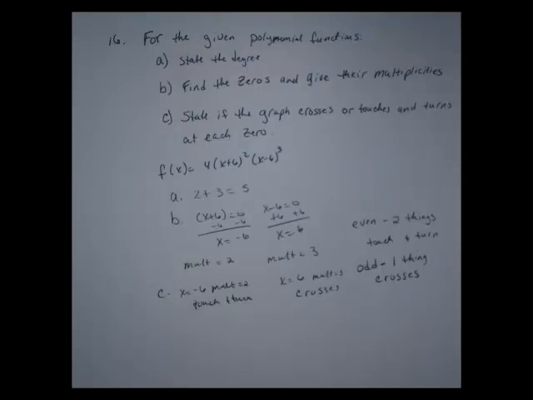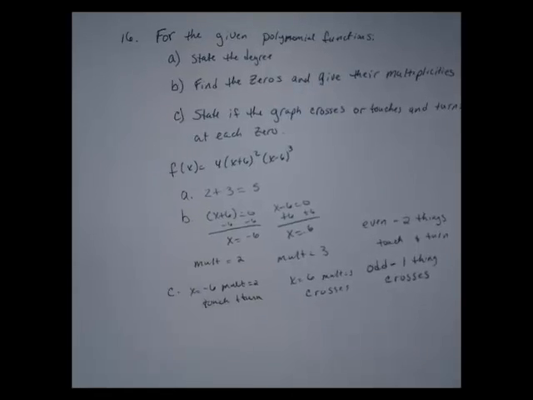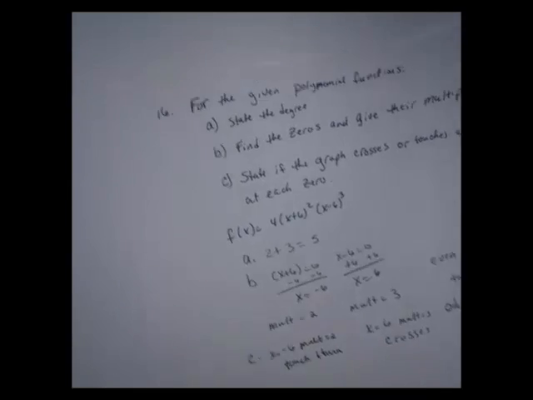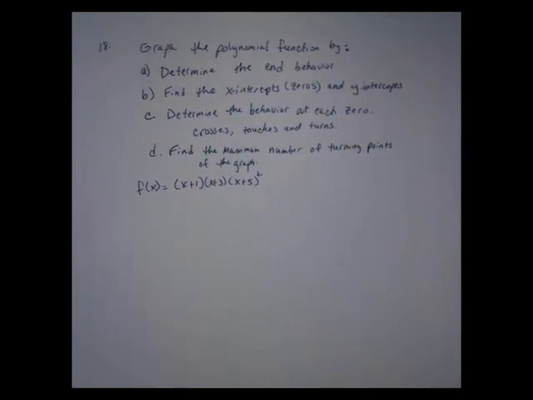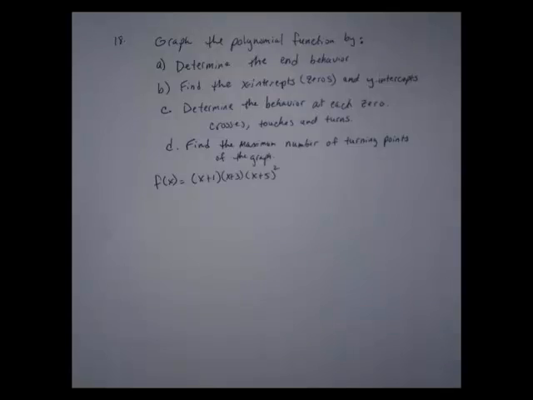The next problem that we are going to look at is graphing the polynomial function, and we're going to do 4 things on this one. So here is our next problem. We are determining the end behavior, finding the x-intercepts, which are our zeros, and the y-intercepts, determining the behavior at each zero, and finding the maximum number of turning points of the graph.